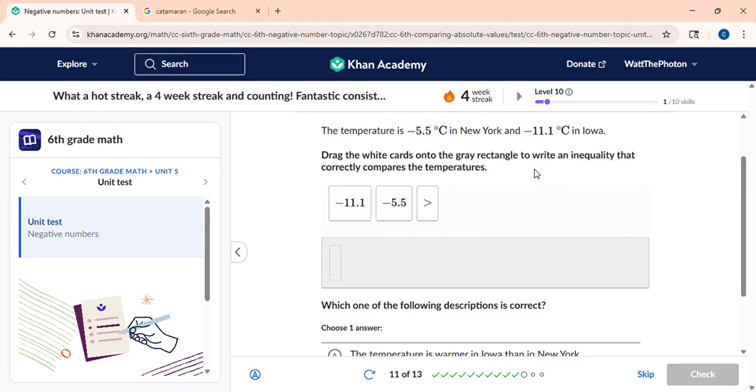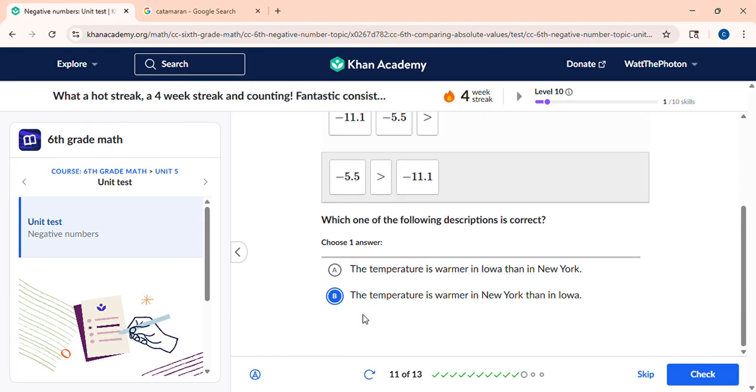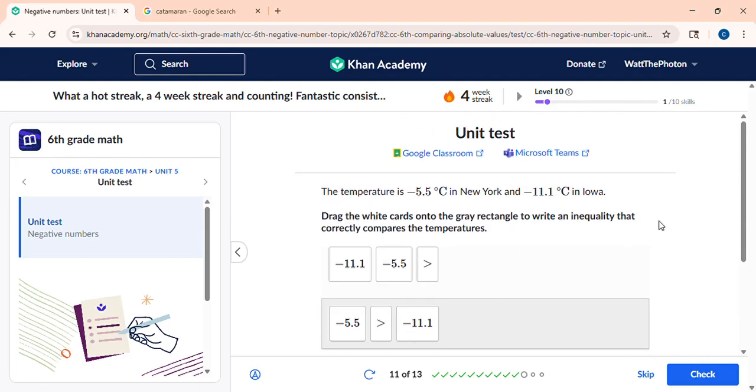The temperature is negative 5.5 degrees Celsius in New York, and negative 11.1 degrees Celsius in Idaho. Drag the white cards to the gray rectangle to correctly compare the temperatures. Negative 5.5 is bigger than negative 11.1. The temperature in New York, which is negative 5.5, is warmer than that. Negative 5.5 is greater than negative 11.1.